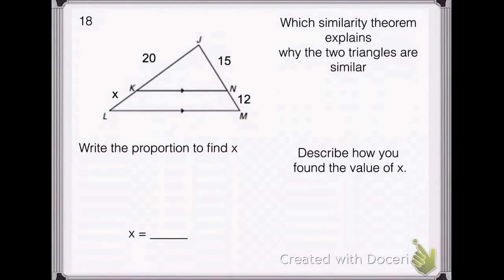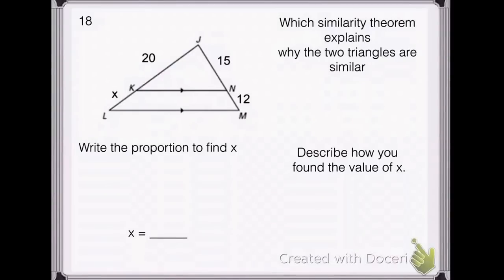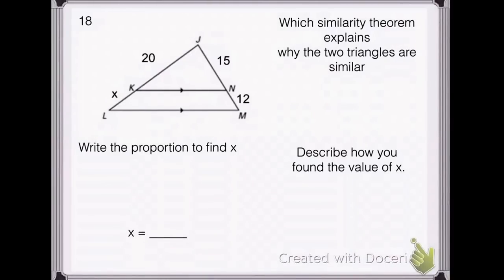18. You want to do the same thing on this one? Which similarity theorem explains why the two triangles are similar? Write your proportion to solve and find x. And describe how you found x.